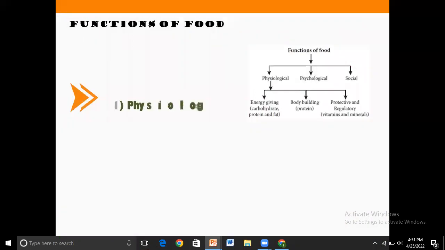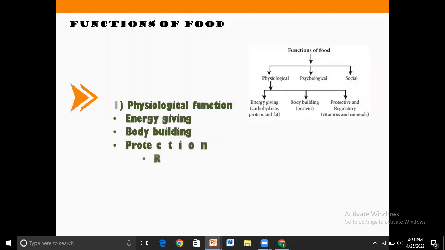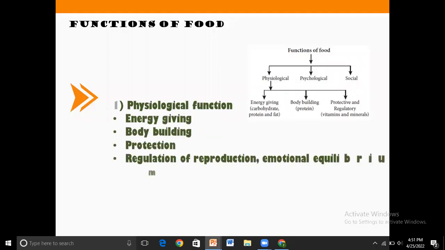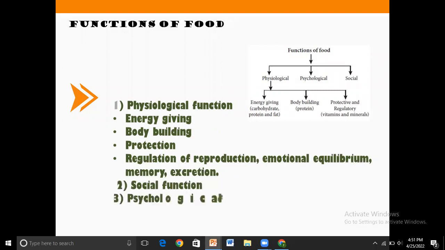So let's see the different functions of food. Now, the most common or basic function is the physiological function. That is basically about our physiological or physical functions. So the physiological functions means, of course, food gives us energy. This is what we have studied from, I think, grade 1 or 2, because that is the basic function of food, it gives energy. It is meant for body building. Building means, of course, our growth, repair of tissues, muscles, and growth in general.